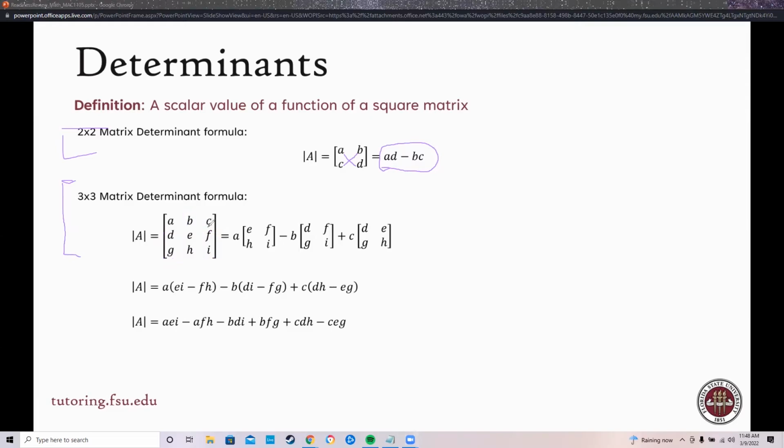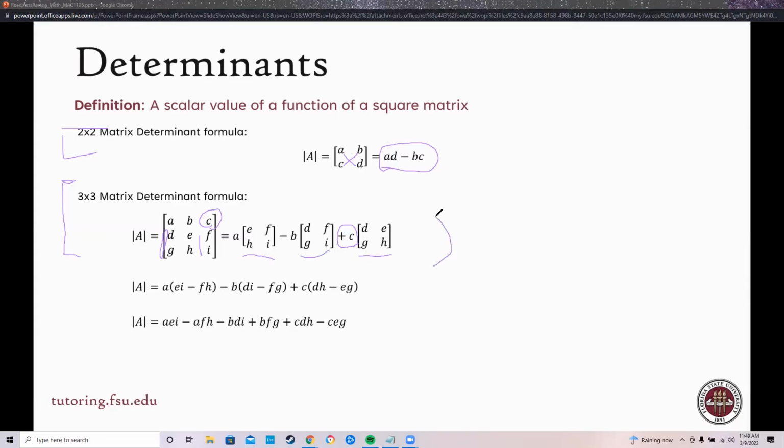And then lastly, the last element, you can guess, you're going to take this C value, add it, and multiply it by these columns for the determinant. So I have C times the determinant of the matrix DEGH. From there, it's just a matter of doing these determinants on smaller levels and then evaluating.